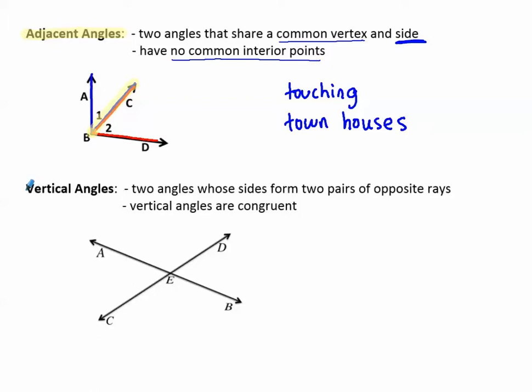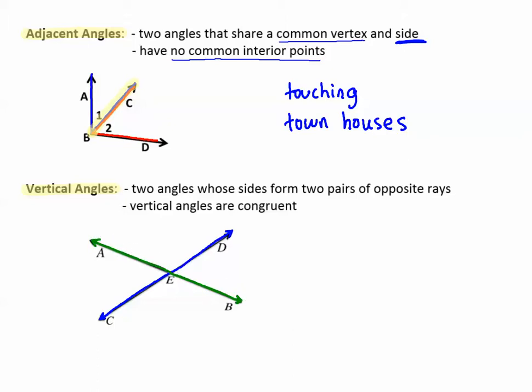Then we have vertical angles. Vertical angles are two angles whose sides form two pairs of opposite rays. For example, ray ED is opposite from ray EC. Remember that opposite rays form a line. And then you have the opposite rays EB and EA. That forms this line.